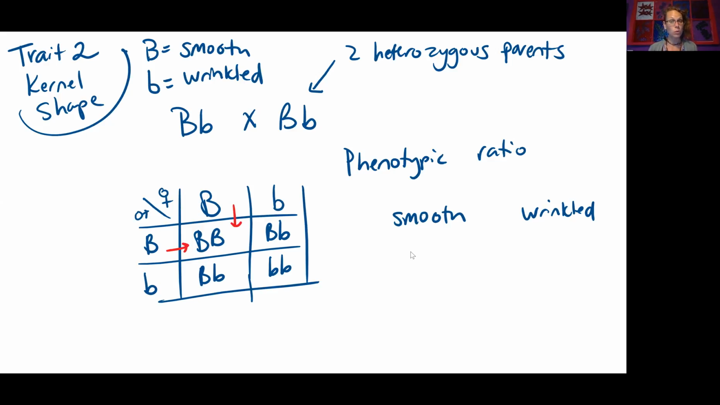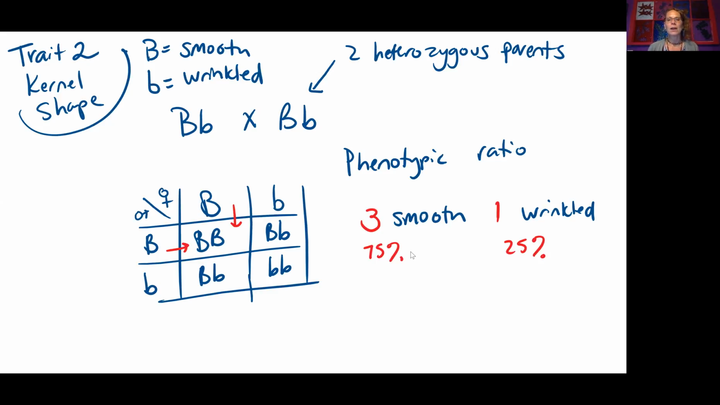Okay, if you're having trouble, remember, based on complete dominance, Mendelian rules of genetic inheritance, if you have one dominant allele, you're going to have the dominant characteristic, which in this case is smooth. So now add them up. Hey, how'd you do? Perfect.